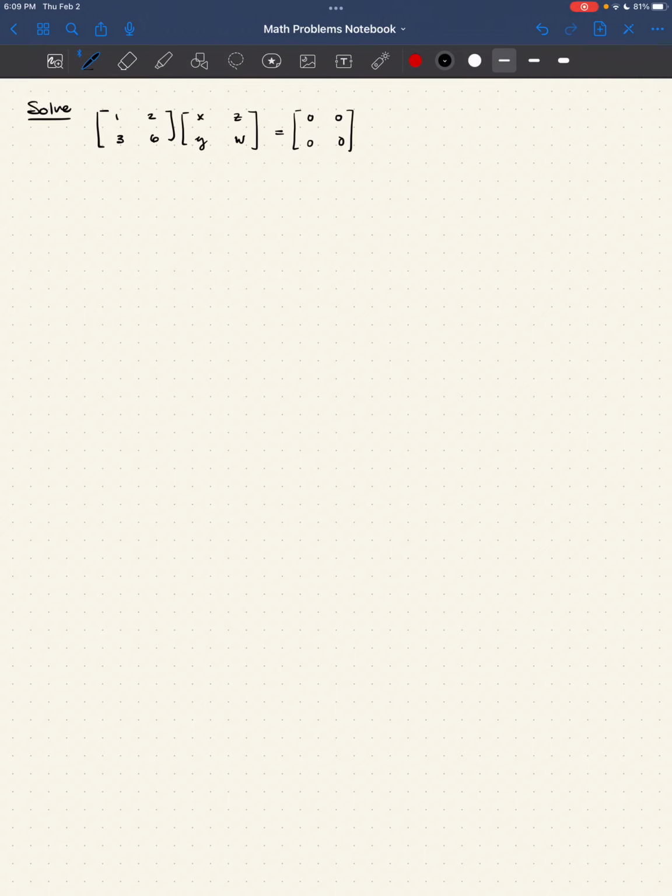Hello, this time we're going to discuss a solution to a matrix equation that involves the product of matrices. So, first thing, we have this matrix. I'm going to describe it in terms of rows. So [1, 2; 3, 6] multiplied against [x, z; y, w] should be equal to the 2 by 2 zero matrix. But what can we do with this?